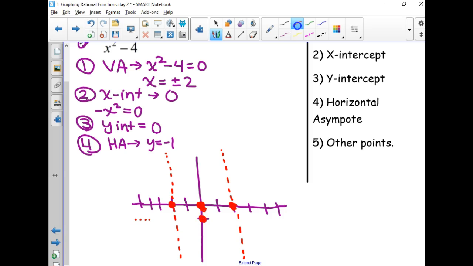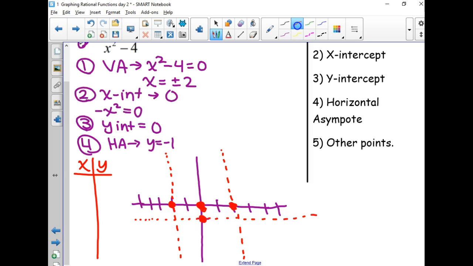And now I need your help, you guys, so we can finish this problem off. We need to figure out what this looks like. I need lots of points. I need points to the left of the vertical asymptote. I need points in the middle of the vertical asymptotes. And I need points to the right.